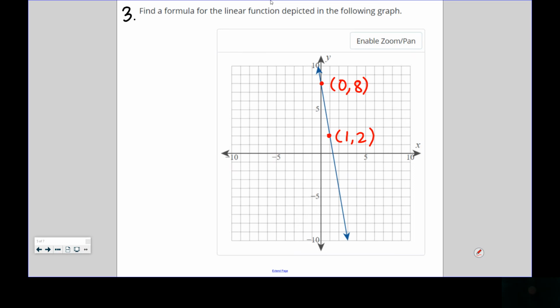There's lots of ways you could do this problem. I'm not sure how the homework would tell you to do it if you went to the tutor option. But I'm going to show you how I think it's easiest. It says find a formula for the linear function depicted in the following graph.